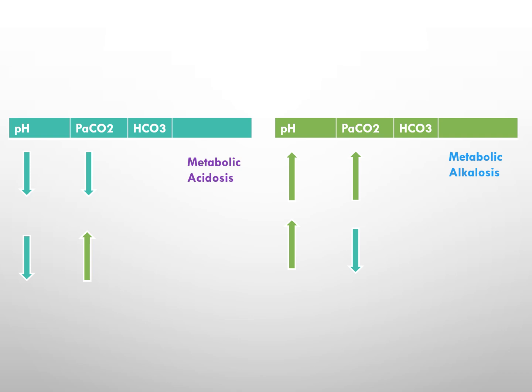While an opposing trend indicates a respiratory problem, meaning if pH is low and carbon dioxide is above normal, that is respiratory acidosis. If pH is above normal and carbon dioxide is low, that is respiratory alkalosis. But this does not provide a clear indication of whether there is compensation or not.